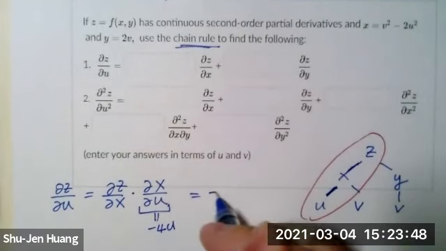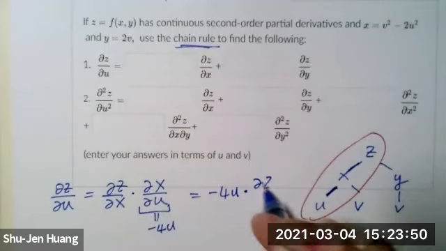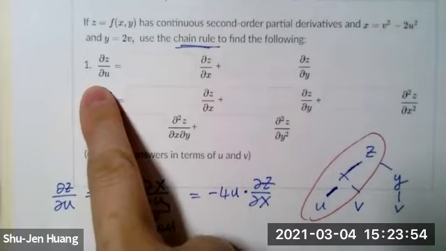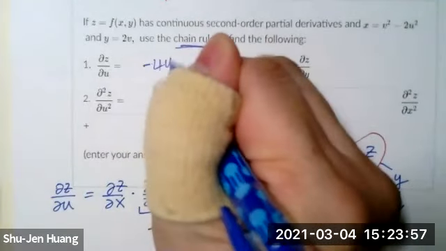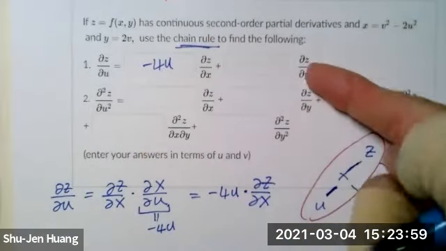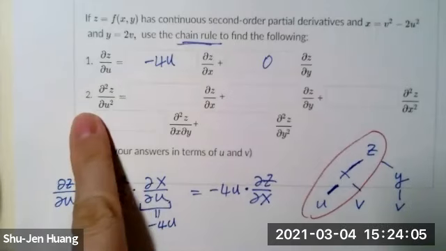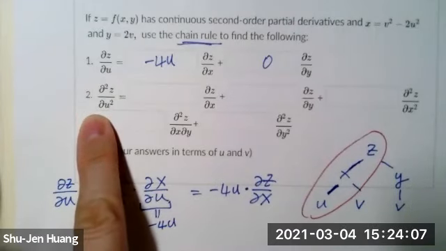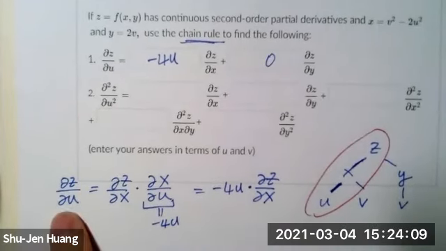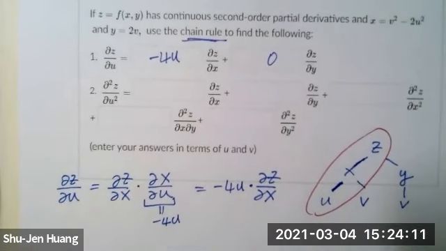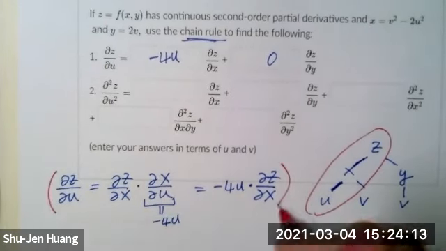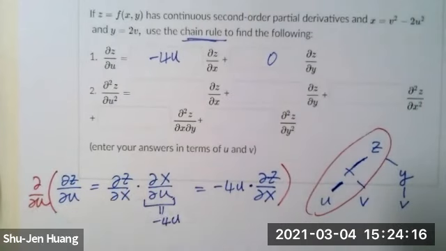So we're going to get minus 4u times partial z, partial x. Okay, so we've done the first part here. Negative 4u times partial z, partial x, and there's no partial z, partial y here, so we just put 0. And for the second one, we want to find the second partial derivative. To find it, we use the first one, and we're going to take the derivative with respect to u on both sides.